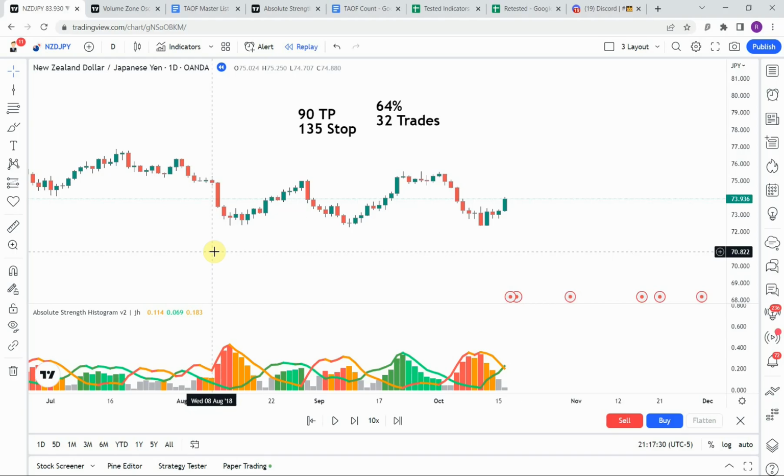Today we will be looking at an advanced testing of the absolute strength histogram V2 indicator.